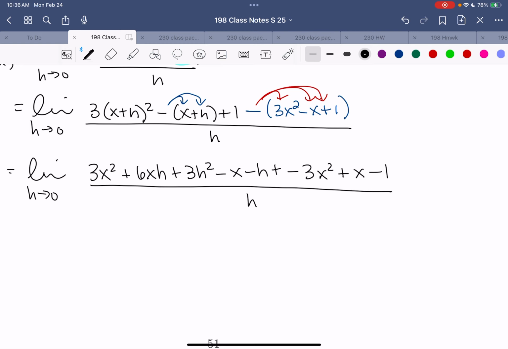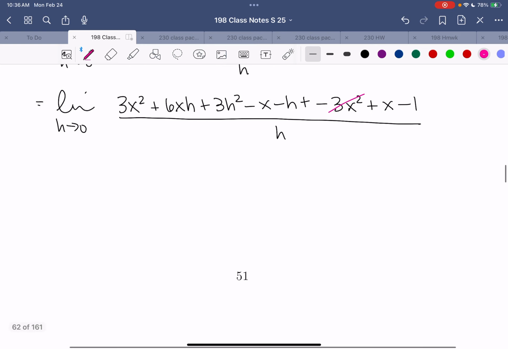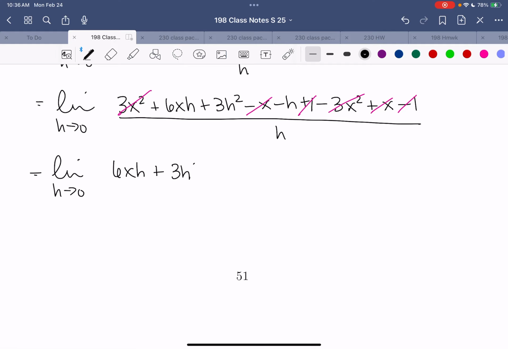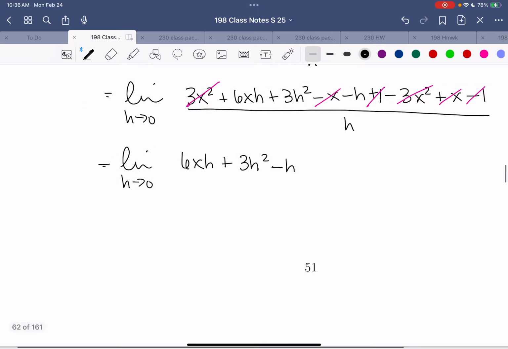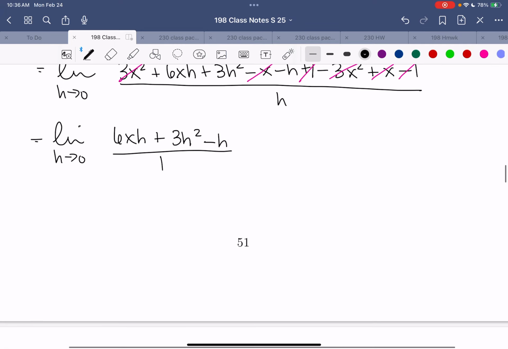Because now good things should happen. Anything that was in my function, so those 3 terms at the end, should have something to cancel with it. So this negative 3x squared cancels with this 3x squared over here. The plus x cancels with the minus x. The minus 1, ooh, I missed a 1 here, cancels with the positive 1. All of that should go away, so that the only things I should have left should have h's in them. So 6xh plus 3h squared minus h, all over h. Sorry, we're jumping around a little bit here.